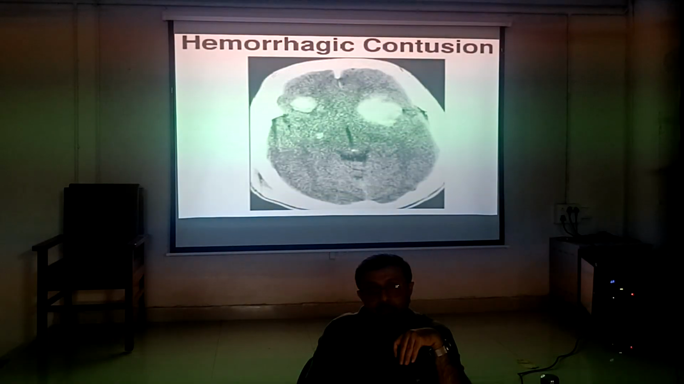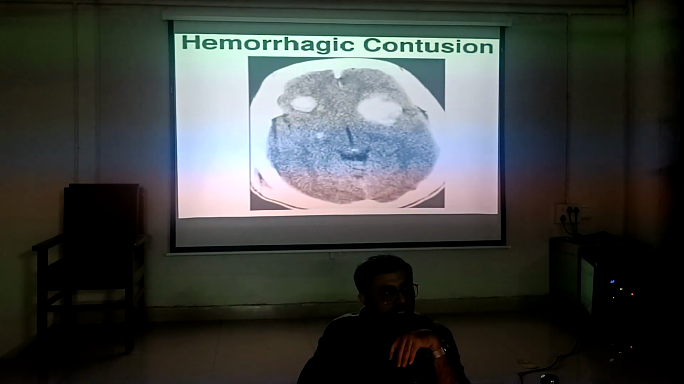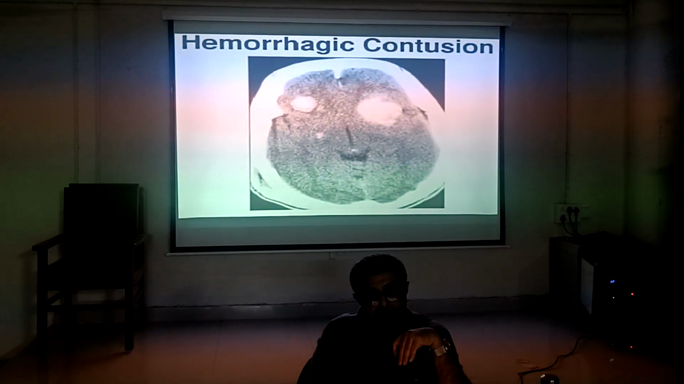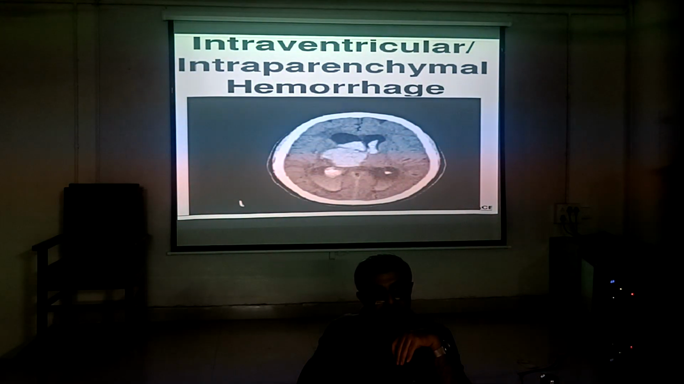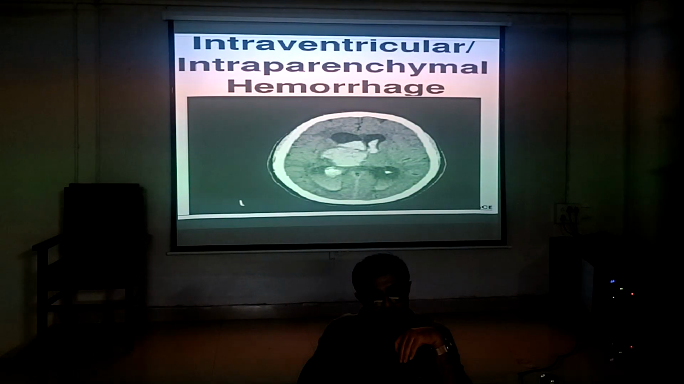Intraparenchymal hemorrhagic contusion: opacity in the brain parenchyma. Intraventricular, intraparenchymal. There is hemorrhage intraventricular.